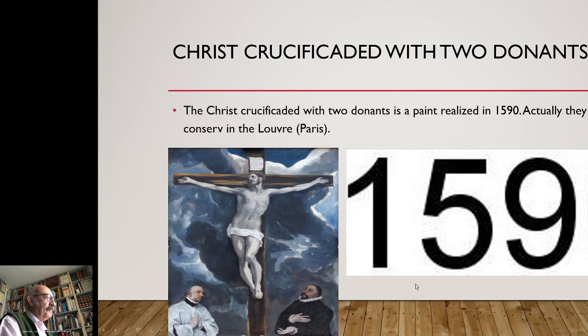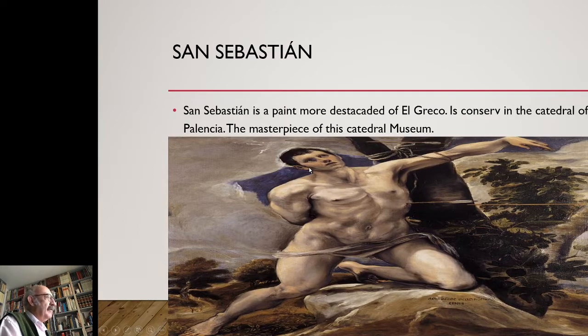Another painting by El Greco. Look, this is Jesus Christ. It looks like he is flying. Very good. We can see this painting very well. This painting is about a saint that was called, I can't remember the name, San Sebastian.